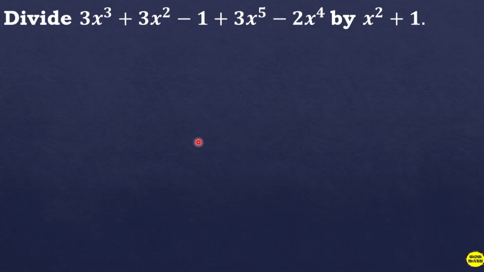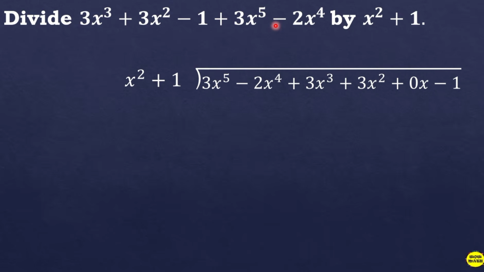And the last example, so ito po, as you can see, hindi po naka-arrange yung ating polynomial. So, arrange po natin. Unahin natin si 3x raised to 5, followed by negative 2x raised to 4, plus 3x cubed, plus 3x squared, tapos constant na siya agad, negative 1. So, sabi ko, lagyan natin ng 0x para 5, 4, 3, 2, 1, bago mag-constant.